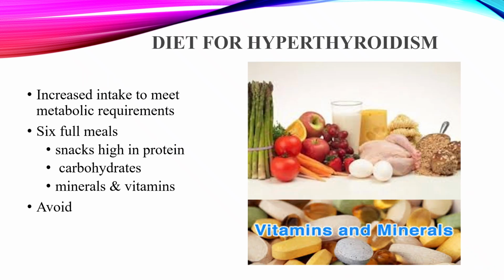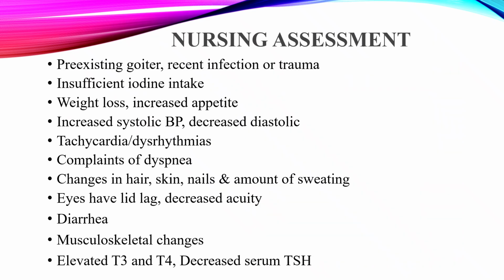Diet for hyperthyroidism is going to be full 6 meals, high calorie, high carbs. We want them to avoid stimulants though, so caffeine, nicotine. Here is the compass of the nursing assessment.